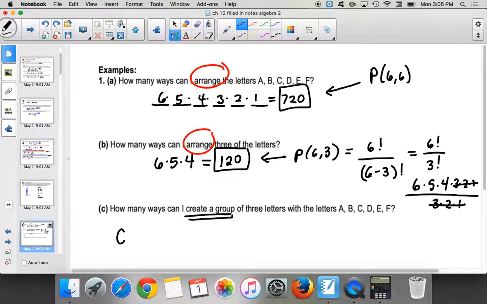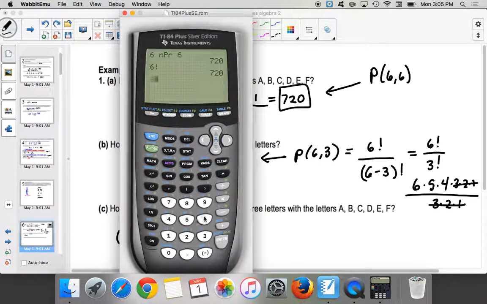Well, you just do 6 cubed. We do 6 with a combination. So C, 6, 3. So 6 choose 3 is how we read that. And on your calculator, it's right where nPr was. So it's 6, hit math, go over to PRB, nCr 3. So it ends up being 20.